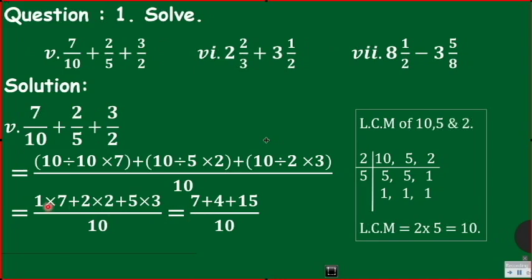Now multiply both the numbers. 1 into 7 is 7, plus 2 twos are 4, plus 5 threes are 15. Now add it. What do you get? After performing the addition, what answer do you get? 26 upon 10.